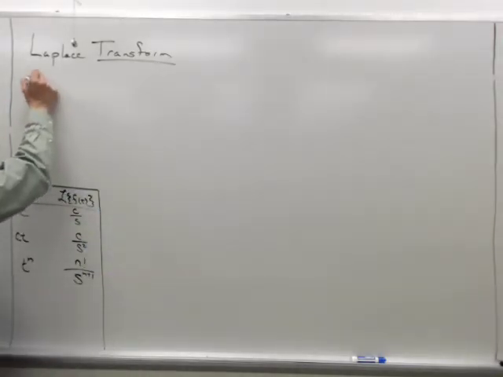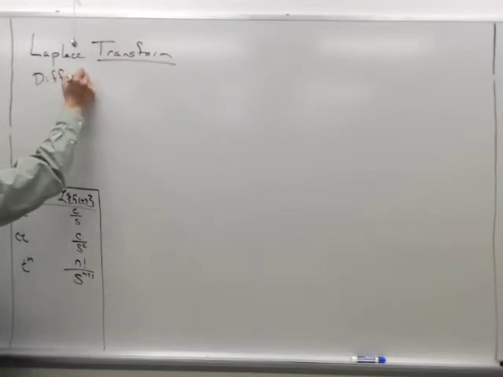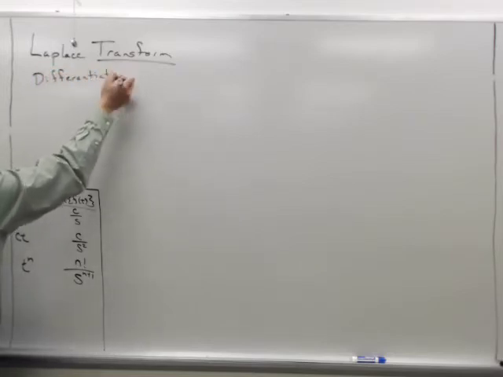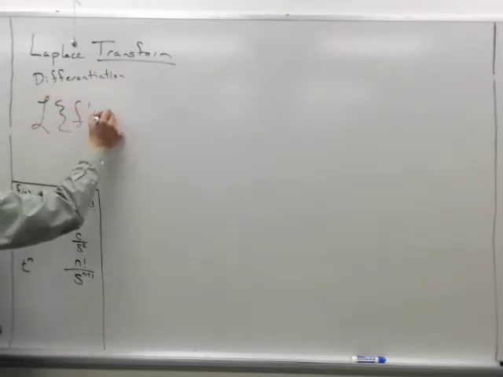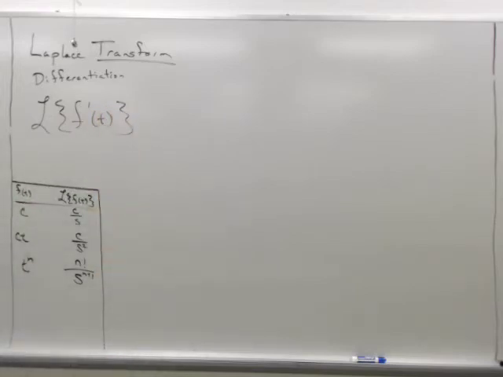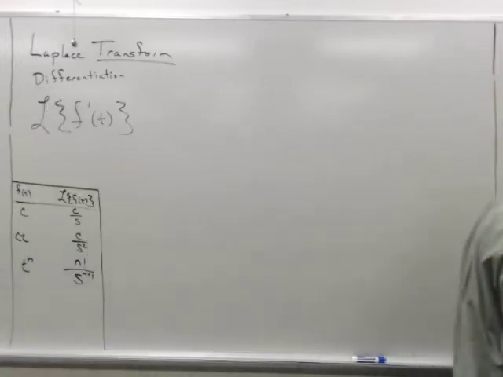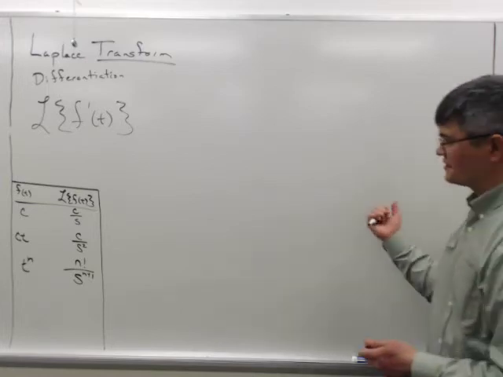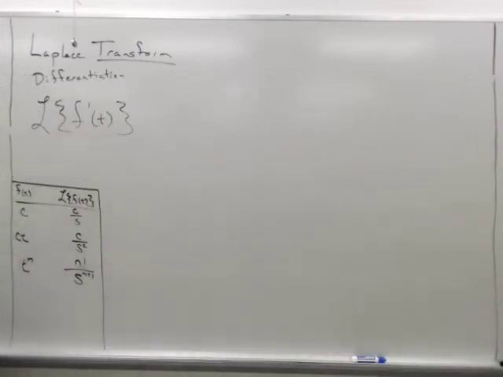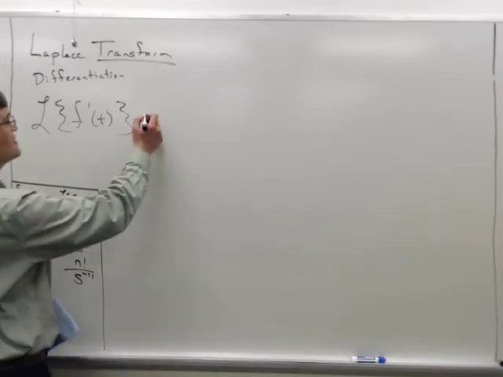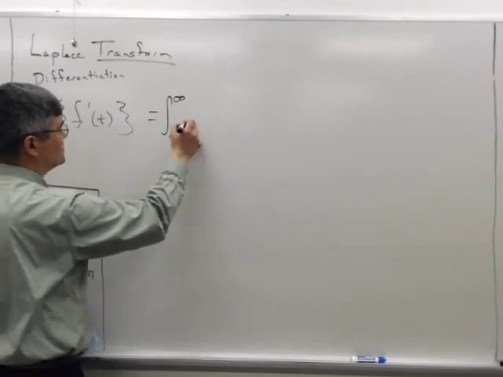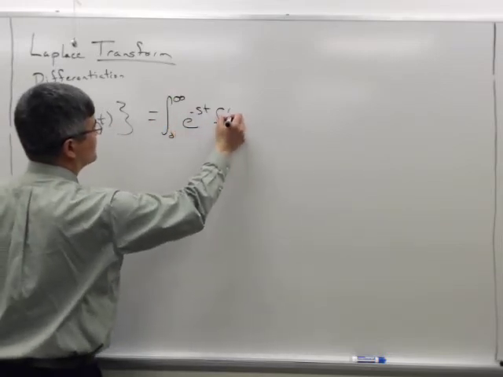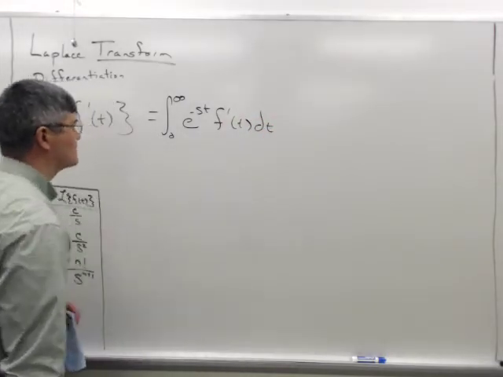Here's the Laplace transform for differentiation. If I take the Laplace transform of the function f prime of t, so imagine that I'm taking the Laplace transform of a function that's actually the derivative of some other function. What will this turn into? This is the integral from 0 to infinity, again from the definition, of e to the minus st f prime of t dt.